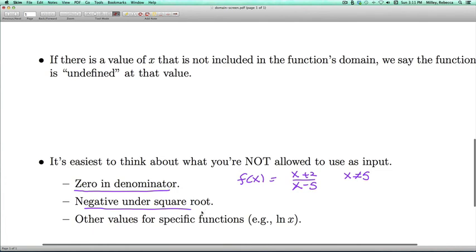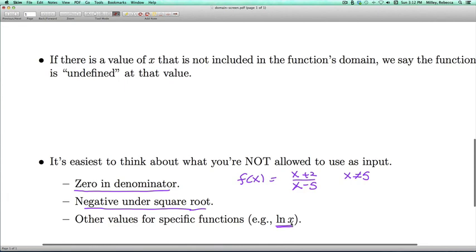Negative under square root will also come up. So if you have square roots in your function, you're going to have some numbers excluded from the domain because you won't be able to put negatives under the root. There are also some specific functions like ln of x that have values excluded from their domains for other reasons, and we'll review these elsewhere.